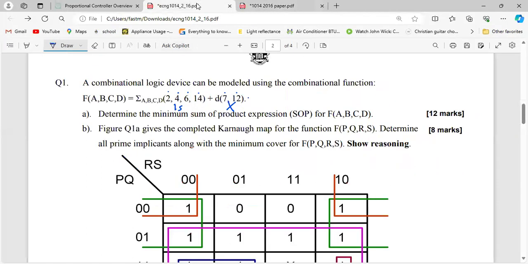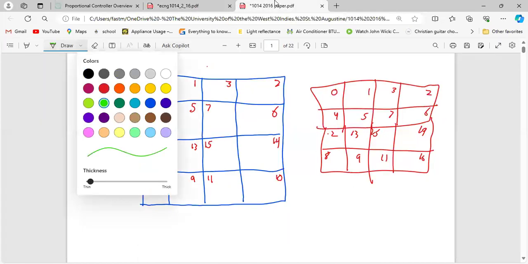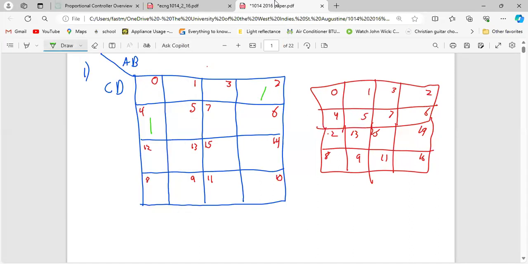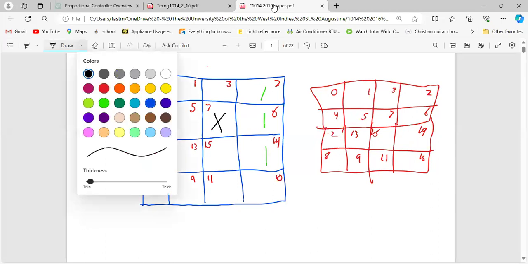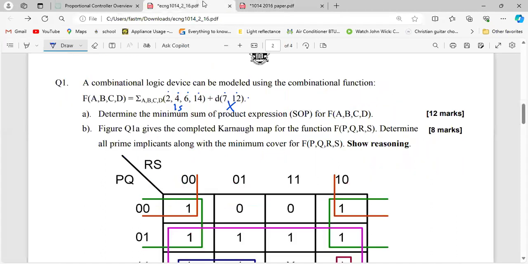So now we can fill it in. The ones are in 2, 4, 6, and 14. So in those boxes, 2, 4, 6, and 14, we put 1. And the don't cares are in 7 and 12, so I put an X for don't care. The rest will just have zeros. And aside from that, you have your Karnaugh map table. That's 12 marks.